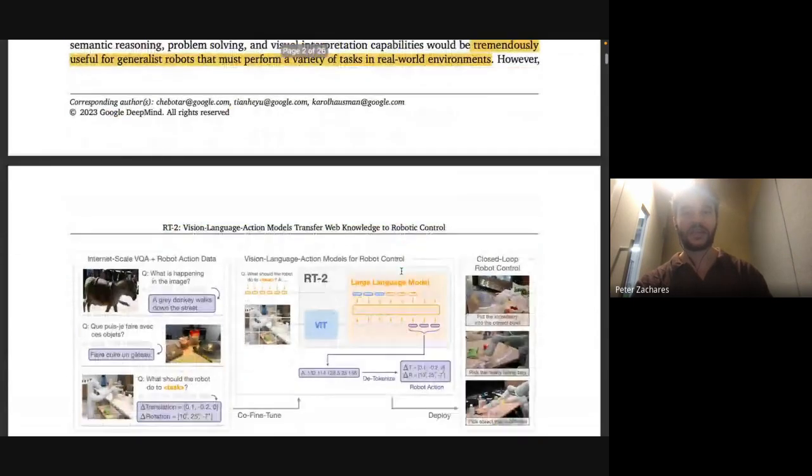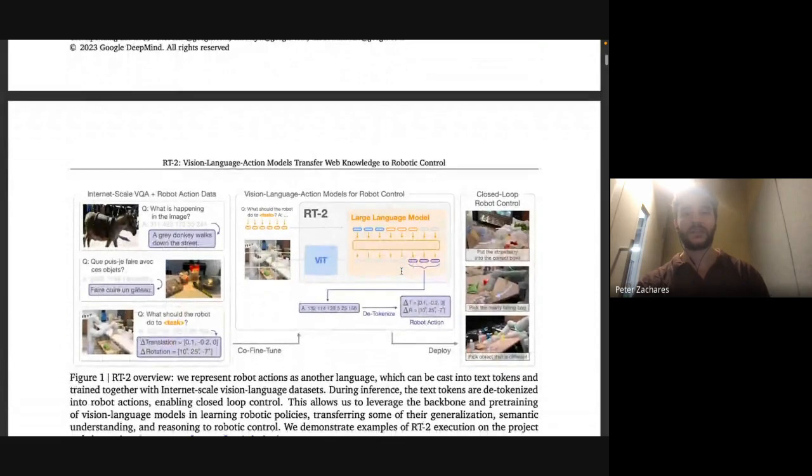Yeah, that's the key idea of it, because the previous model, RT-1, was just pre-trained on robotics data, and they saw how well it generalized. But this one is pre-trained on the web-scale data set.